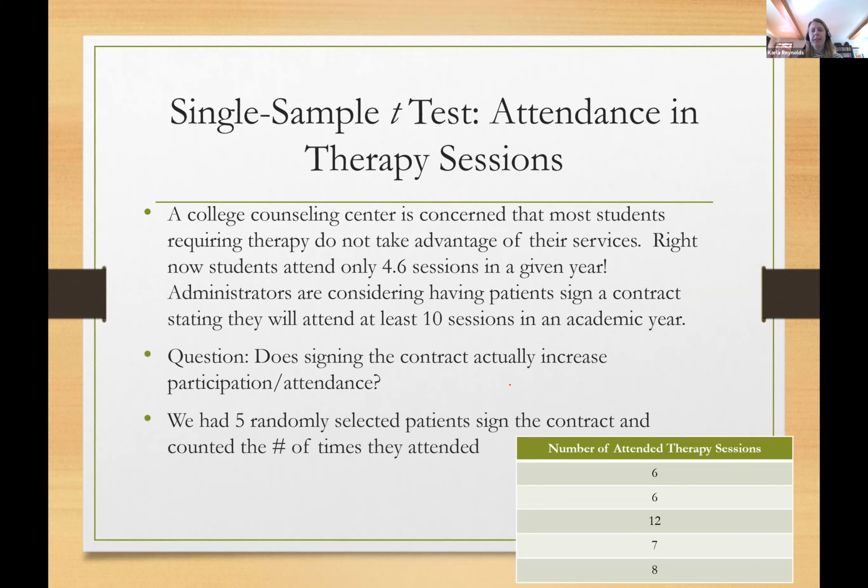All right, here's our first example. I would pause the video for a second, type these 5 data points into your calculator, and then press play again. Okay, so this problem is about a college counseling center that is concerned students aren't taking advantage of the services. They only attend about 4.6 sessions in a given year, and they want to see if making students sign a contract to attend 10 will increase how many sessions they attend. So we are going to do a hypothesis test on this.